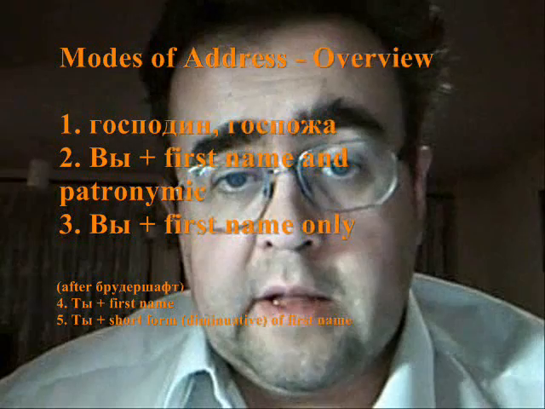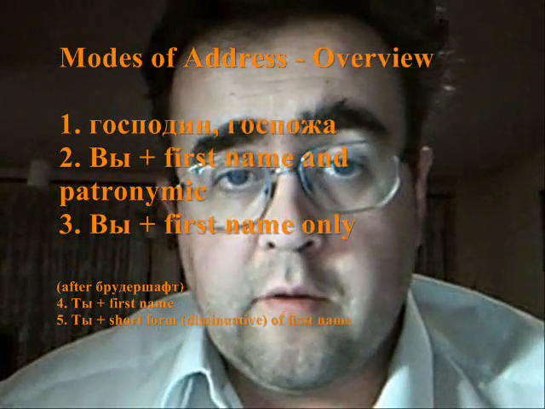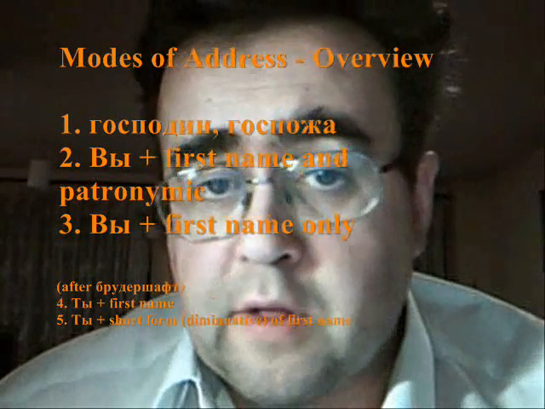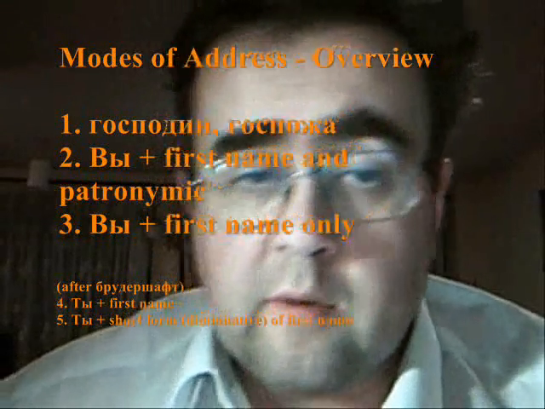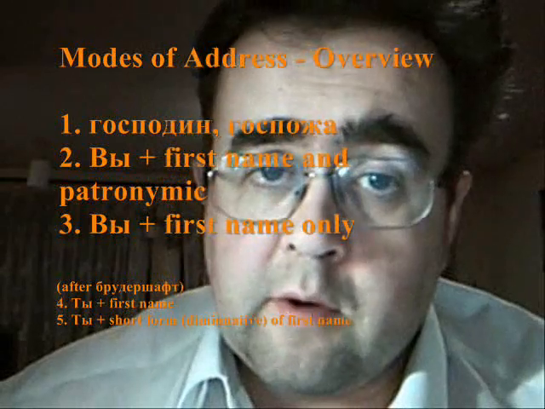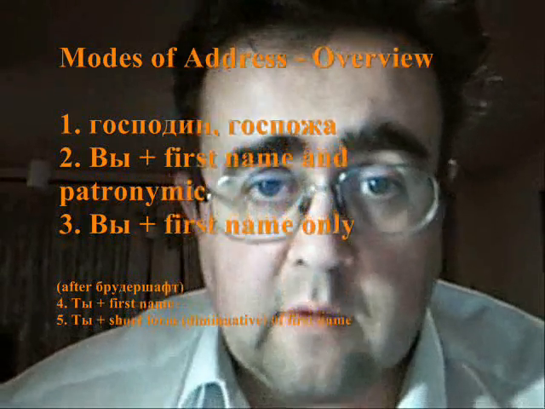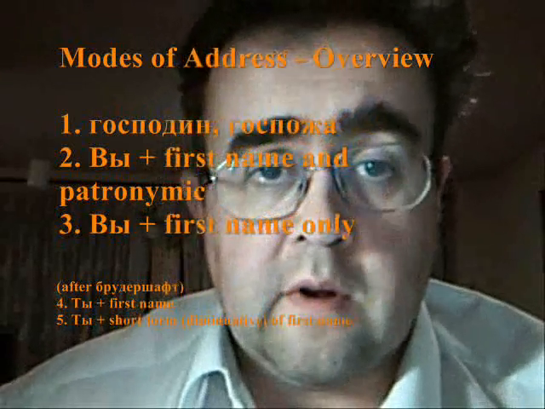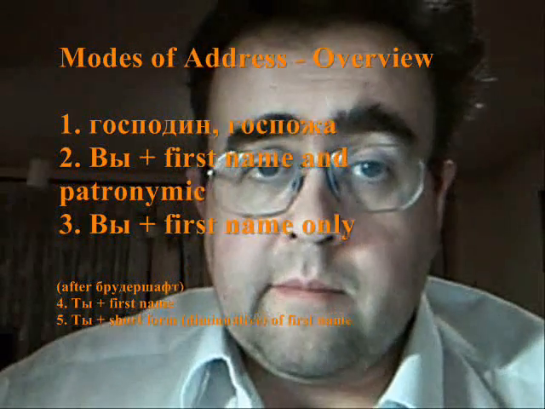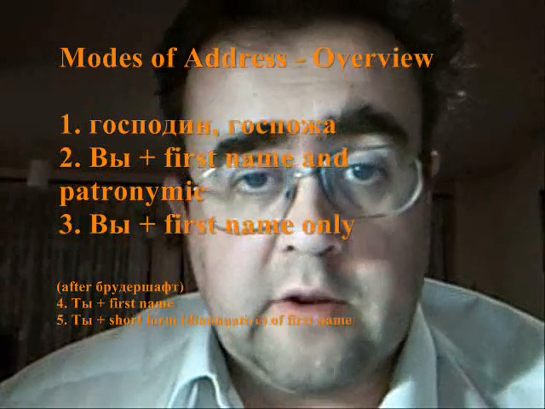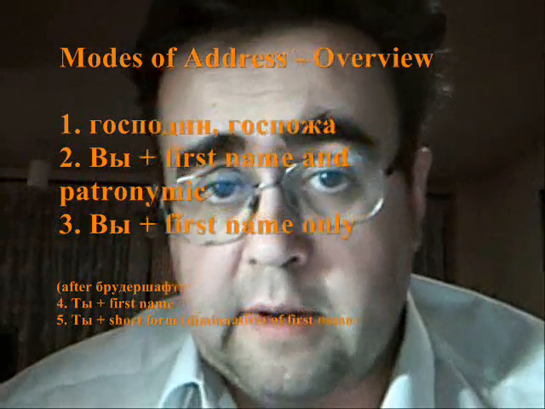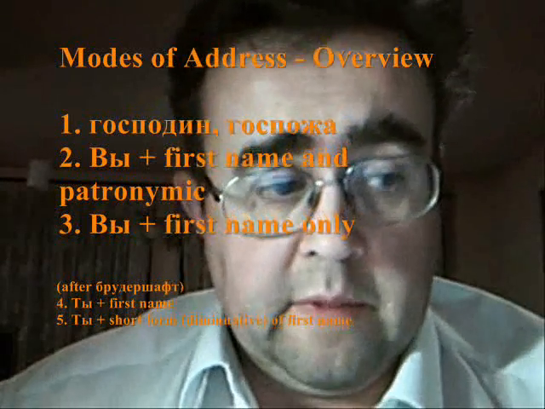The next level down, if you like, is to call them by their name only, but still to be calling them вы. If you're calling them with their name and their patronymic, or, as you very rarely would, господин, all of this will be with вы, the form вы that we learned last time. But you can still call people вы and just their first name, and often foreigners, who have no patronymic, are addressed in this way.